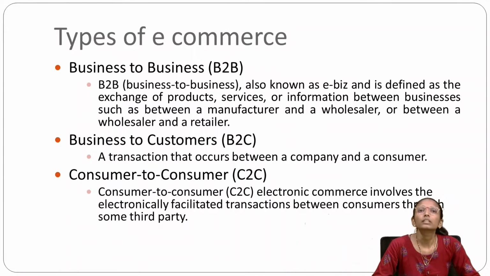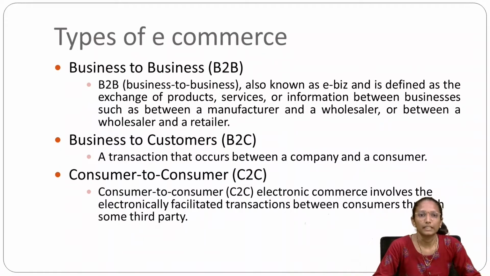Types of e-commerce. One way of classifying e-commerce is based on the parties involved in the transaction. Major types are mentioned below. First one is business to business, B2B; business to consumer, B2C; consumer to consumer, C2C; government to business, G2B; and government to citizen, G2C. Now let us discuss them one by one.